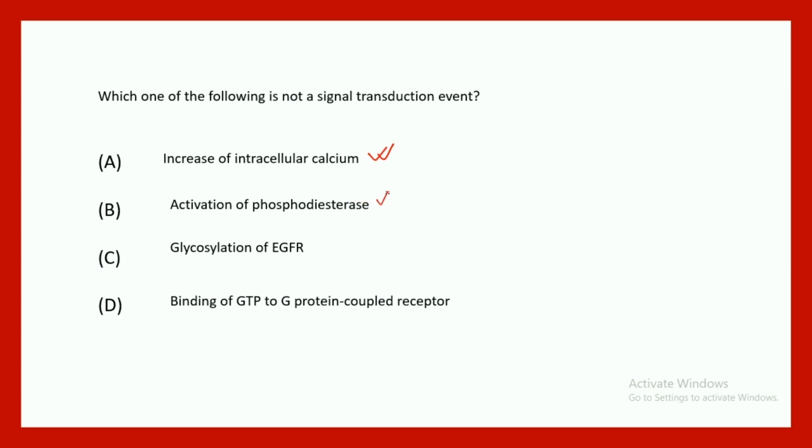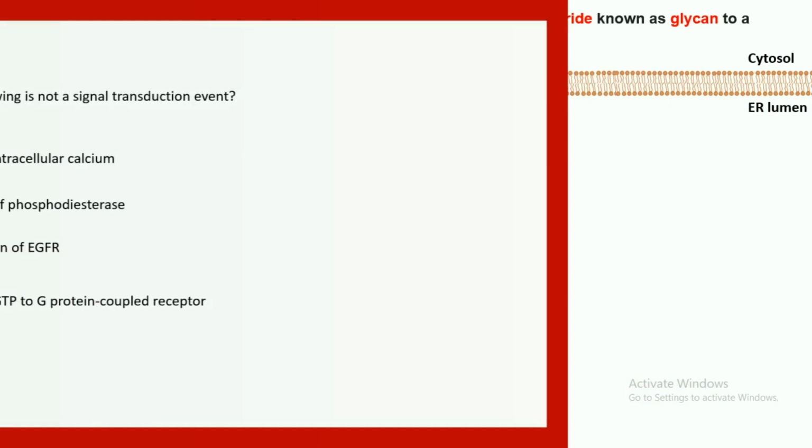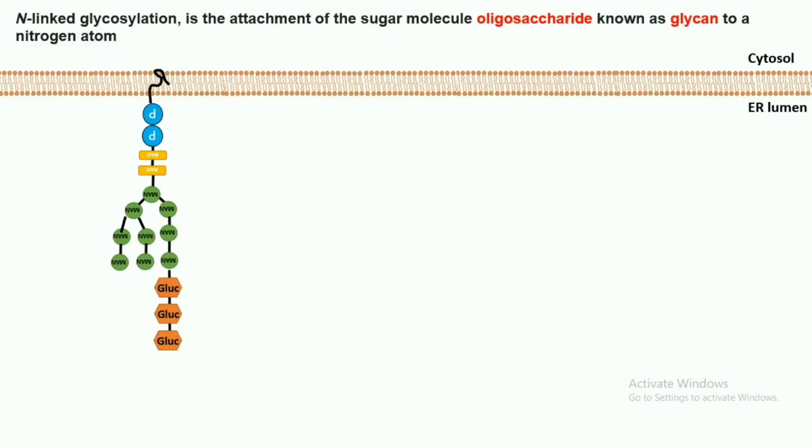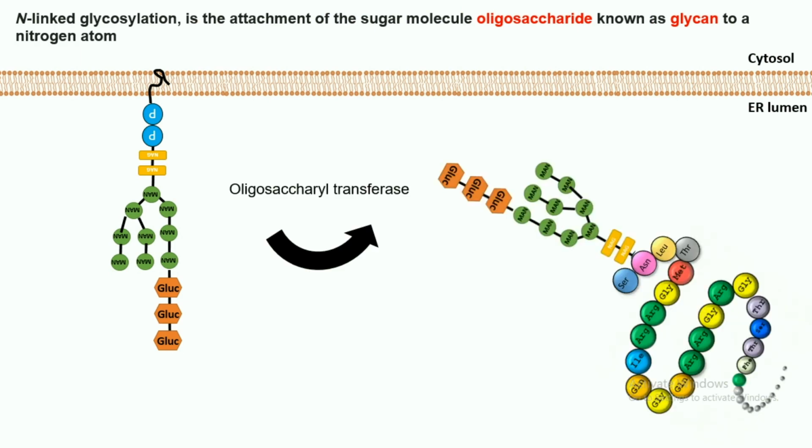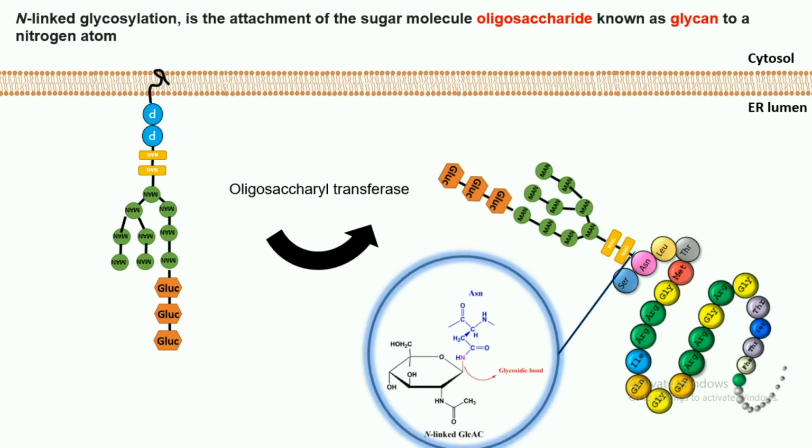Activation of phosphodiesterase is another important signaling in terms of G protein coupled receptor regulation. Now, binding of GTP to G protein, we have already learned it's an important signal transduction pathway, whereas glycosylation in the EGFR helps in protein stability and protein delivery. So N-linked glycosylation takes place inside the endoplasmic reticulum, where an N-linked glycosylation tag is transferred onto a native peptide on the asparagine residue with the help of oligosaccharyl transferase. Okay, so this is basically a glycosylation reaction, and this glycosylation reaction can take place in the endoplasmic reticulum. So this is not a signaling event.